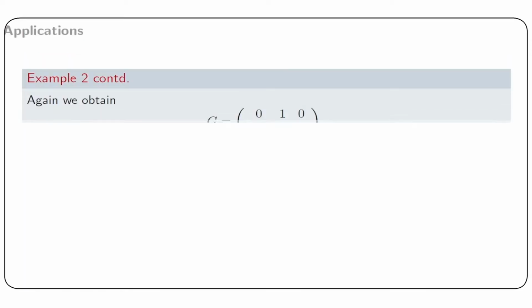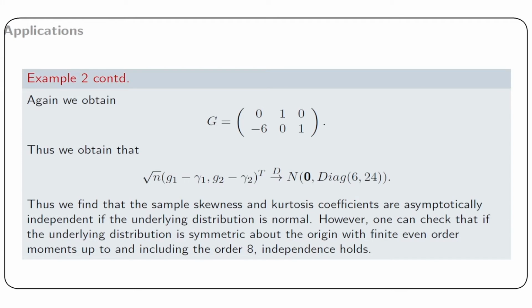And using these values of mu2, mu4 and others, we obtain G matrix in a very simple form, with elements in the first row as 0, 1, 0 and minus 6, 0, 1 as the elements in the second row. Thus, combining all these, we find the large sample distribution of G1 and G2 as a bivariate normal with mean 0 and dispersion matrix as a diagonal matrix with diagonal elements 6 and 24. Thus, we find that the sample skewness and kurtosis coefficients are asymptotically independent if the underlying distribution is normal.